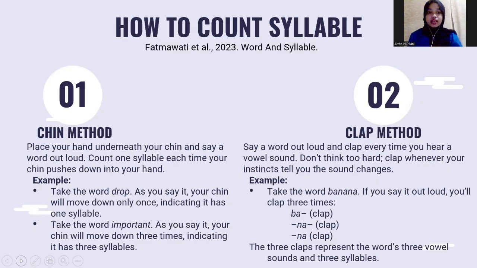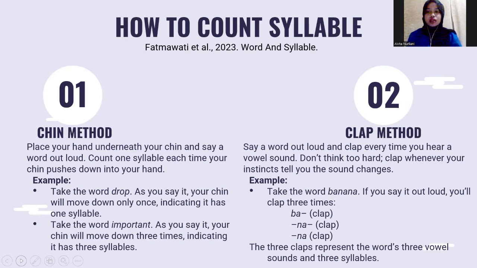For example, take the word drop. As you say it, your chin will move down only once. Drop, meaning that it has one syllable. And then take the word important. As you say it, your chin will move down 3 times. Important, indicating it has 3 syllables.